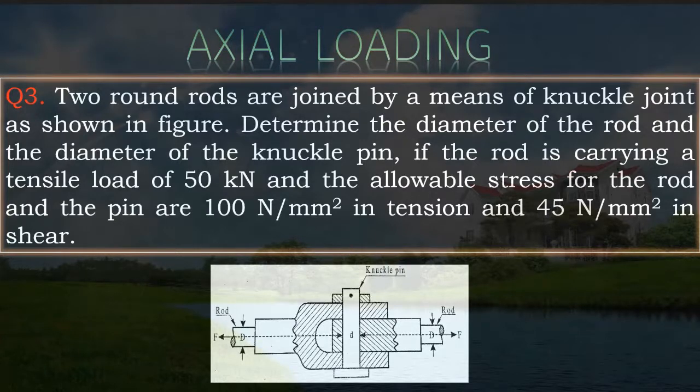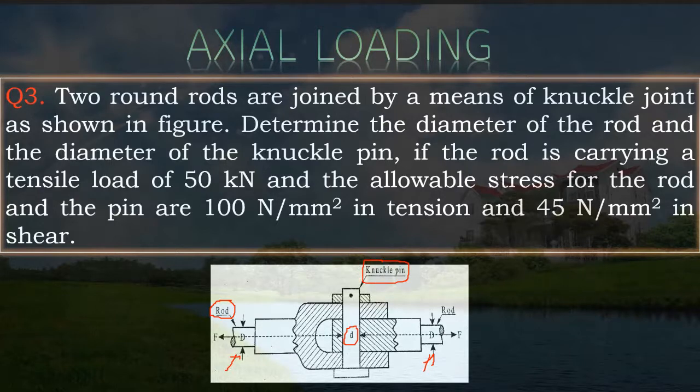Most important thing in solving the numericals in design is to understand the analogy behind the numericals. So in this case, the rods he was mentioning have a diameter of capital D. This is the rod having a diameter. So he is mentioning these two rods, rod 1 and rod 2. These two rods are connected by using a knuckle joint. In the knuckle joint, there will be a knuckle pin of diameter d. So he was mentioning this knuckle pin. We need to find the diameter of this knuckle pin also.